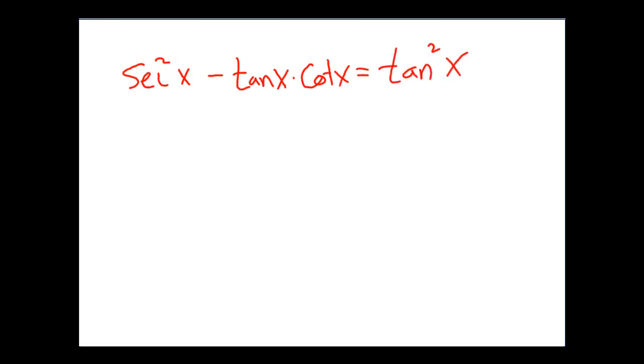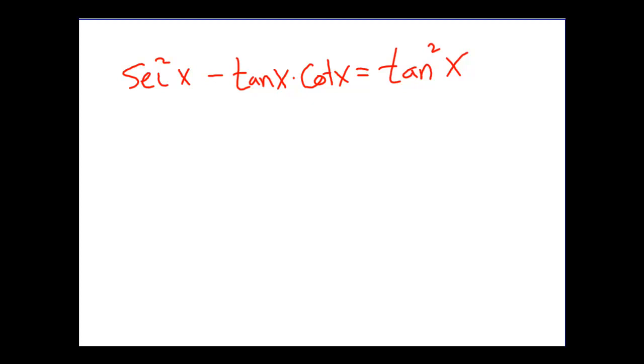Now, that was a sort of unique identity problem. All of them end up being unique, but they all have some common features as well. What I'd like to do now is determine whether or not this expression, secant squared of x minus tangent x times the cotangent of x, is equal to the tangent squared of x, is an identity or not. So I want to work through and determine whether the left-hand side and the right-hand side are equal.